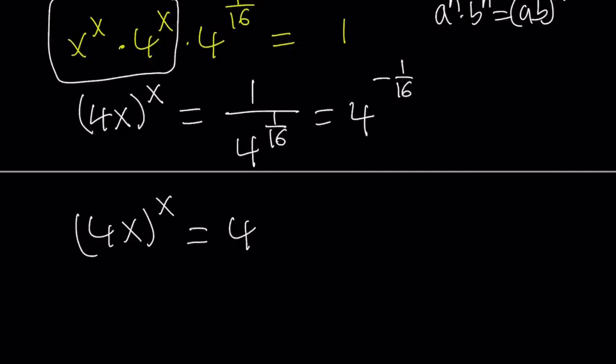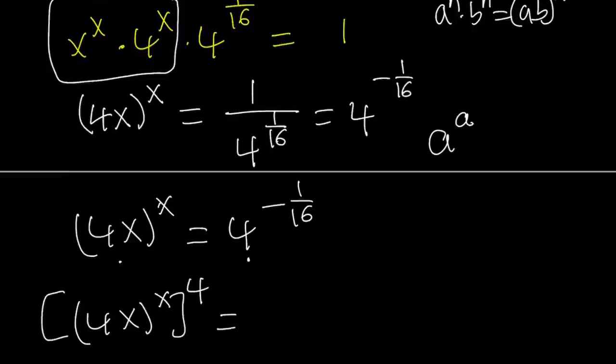So I got the following. Now you might be thinking, hey, we have the same base, but we don't. The base is 4x on the left, but on the other side it's 4. They're different, so we can't just equate them or set them equal, but we can do the following. We can at least make the base and the exponent the same on the left-hand side. I'm talking about something like a^a. Wouldn't it be nice if we had 4x as our exponent? So that means we should raise both sides to the 4th power, because that's going to give you what you're looking for.